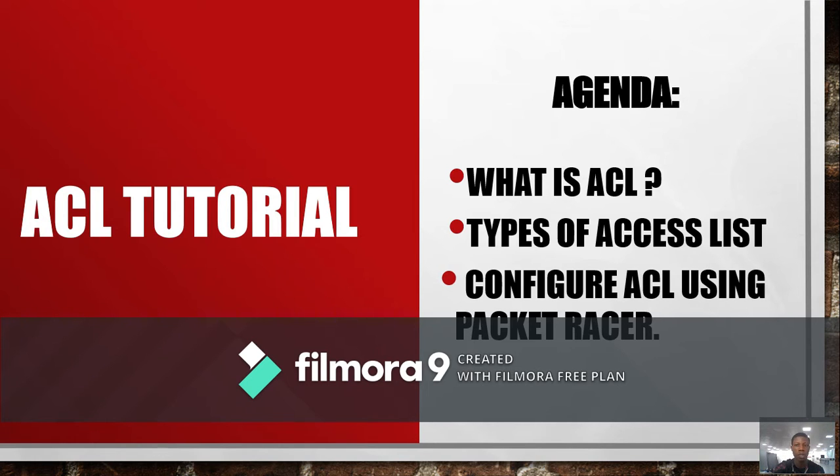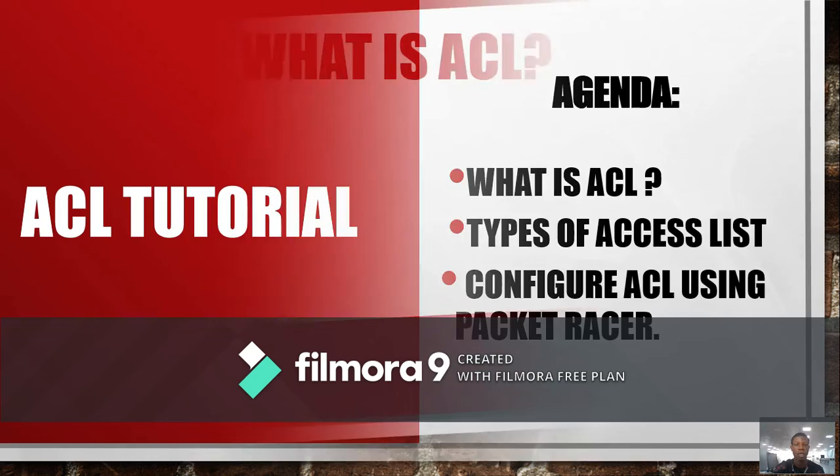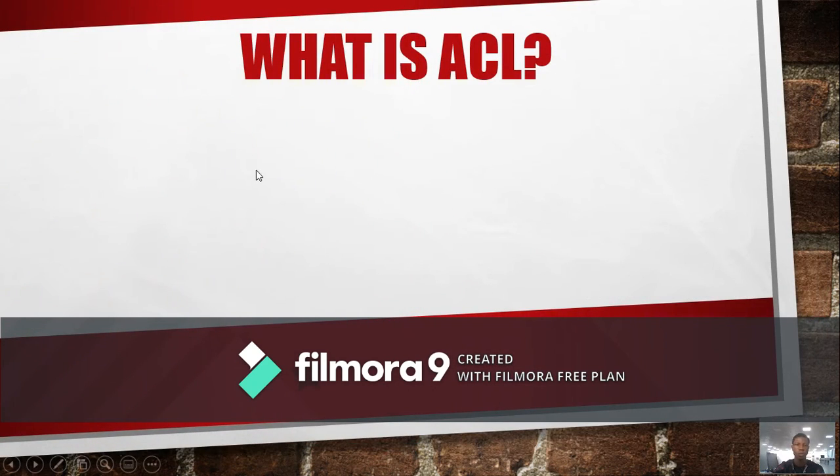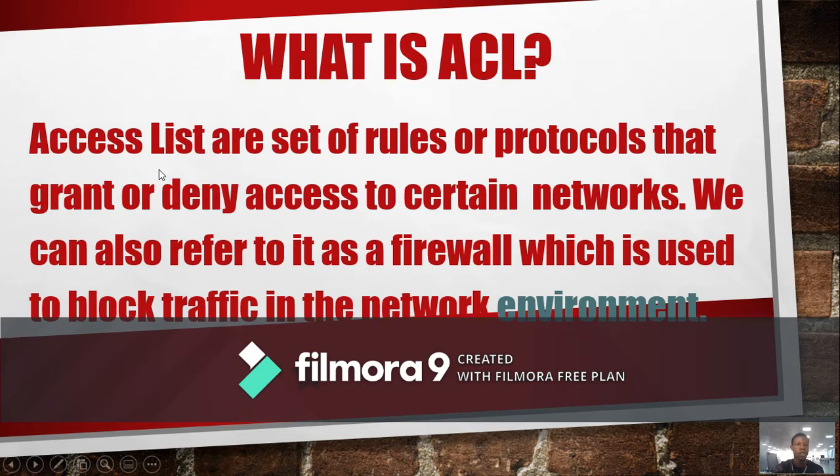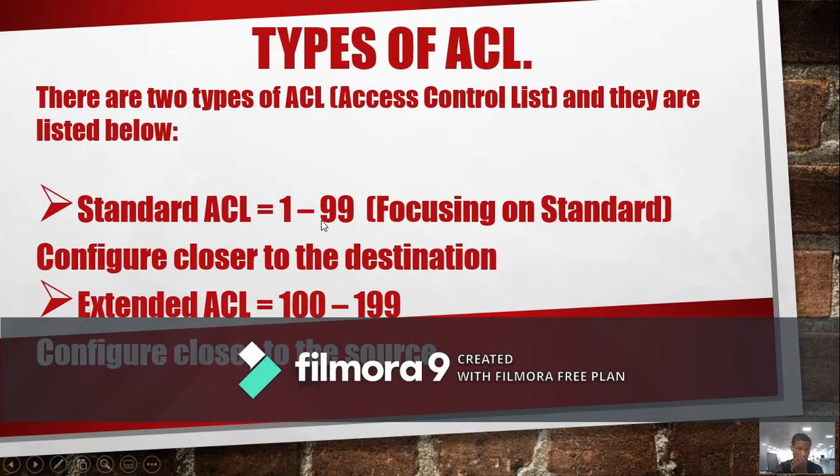So let's jump into today's agenda. So first, what is ACL? ACL is a set of rules or protocols that grant or deny access to certain networks. So we can also refer to it as a firewall, which is used to block network traffic in any network environment.